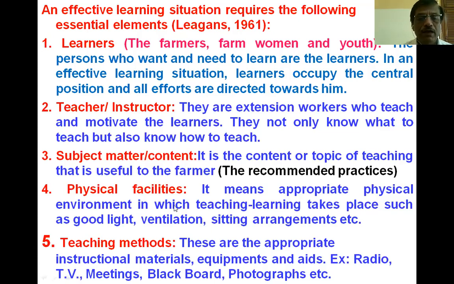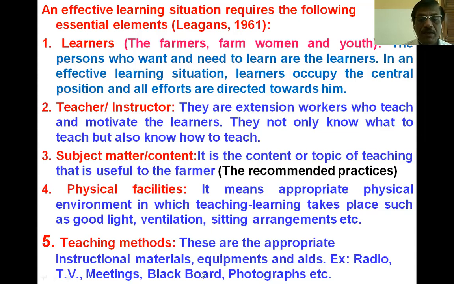Then physical facilities. There must be adequate physical facilities. It means appropriate physical environment in which teaching and learning takes place. There should be adequate sitting arrangement, adequate lighting arrangement, adequate ventilation. Then only you can create an effective physical environment, such as good light, good ventilation, good sitting arrangement, etc.